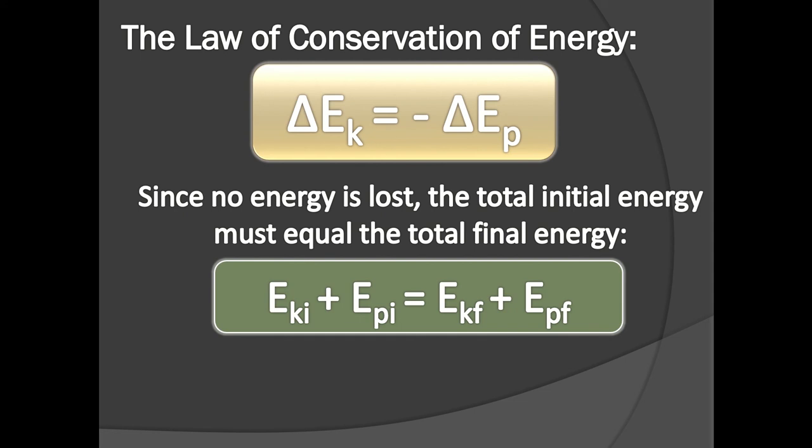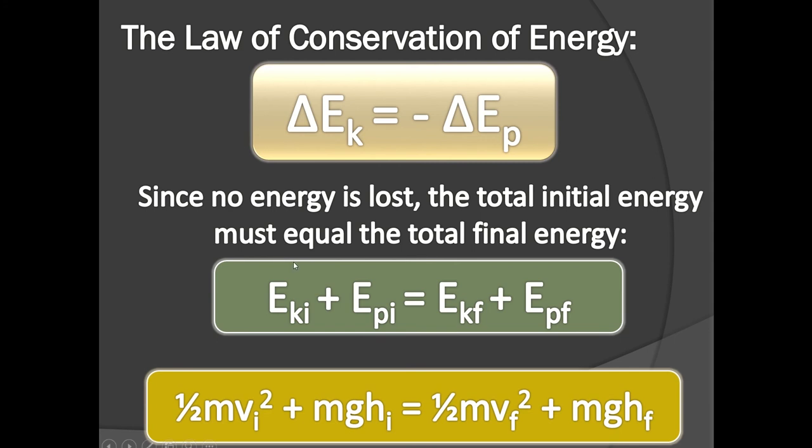Okay? Which means that if you substitute each of these with the actual equations for kinetic energy and potential energy, you're going to end up with 1/2 mv squared initial plus mgh initial equal to 1/2 mv squared final plus mgh final. And this equation right here, you can use to solve a lot of different problems.